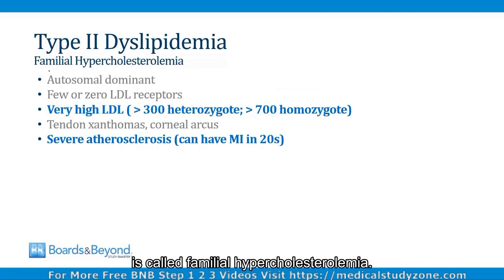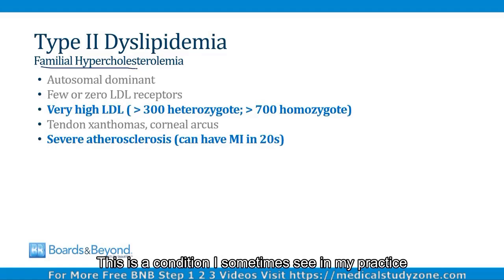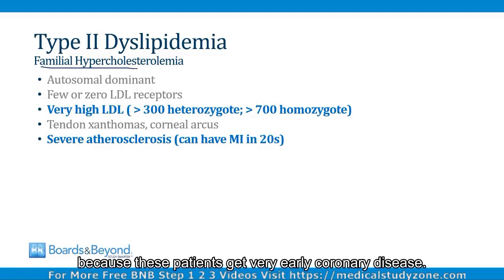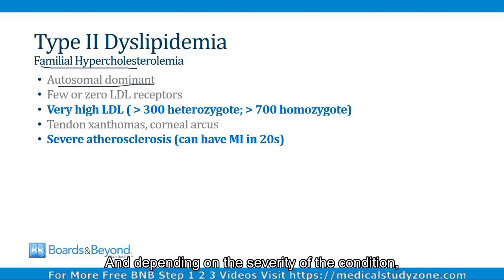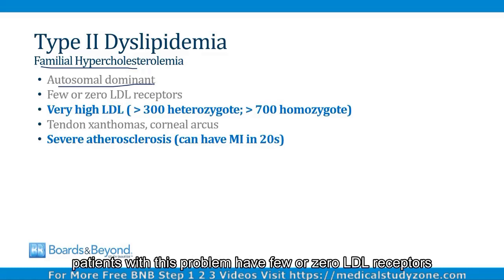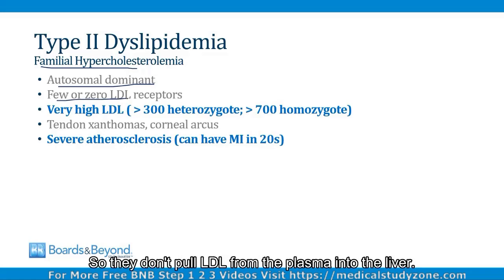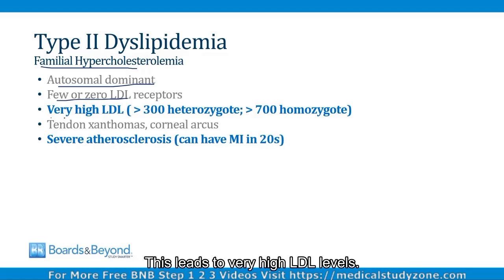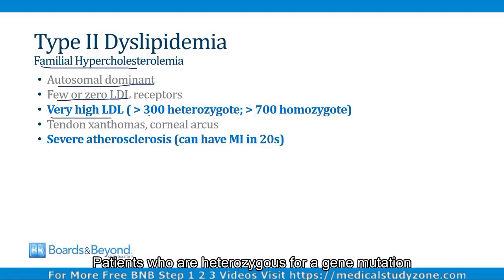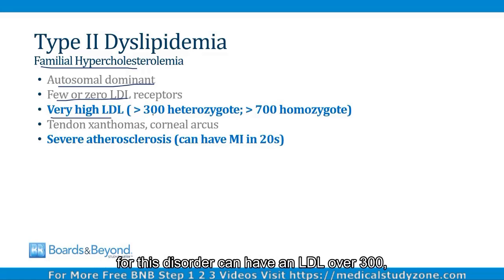Type 2 dyslipidemia is called familial hypercholesterolemia. This is a condition I sometimes see in my practice because these patients get very early coronary disease. It's autosomal dominant, and depending on the severity of the condition, patients with this problem have few or zero LDL receptors in their liver, so they don't pull LDL from the plasma into the liver. This leads to very high LDL levels. Patients who are heterozygous for a gene mutation for this disorder can have an LDL over 300. Homozygotes can have a level over 700.